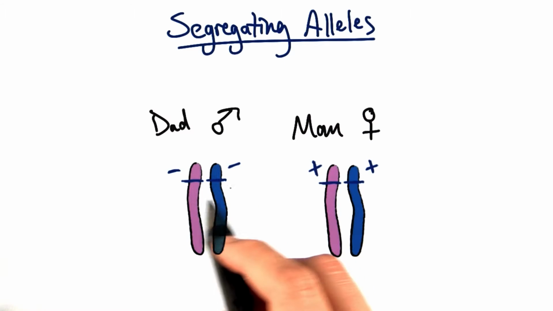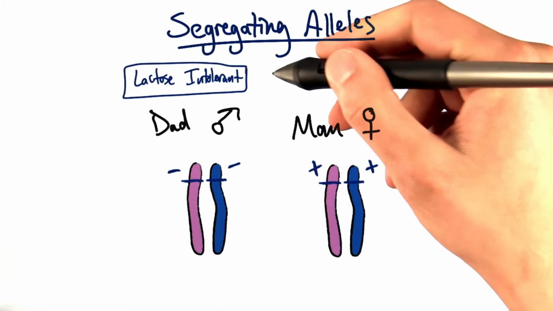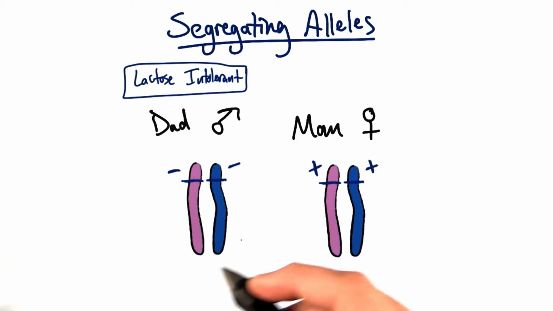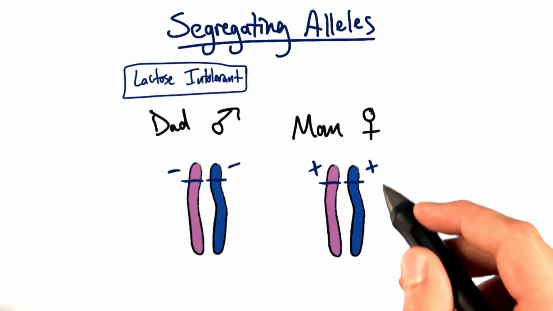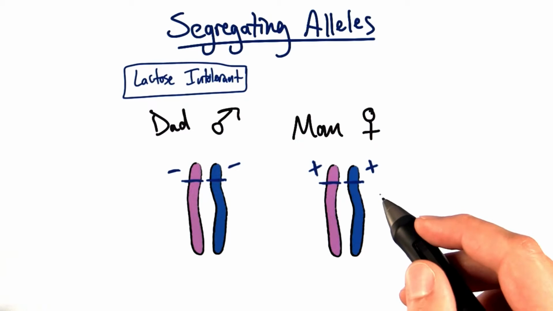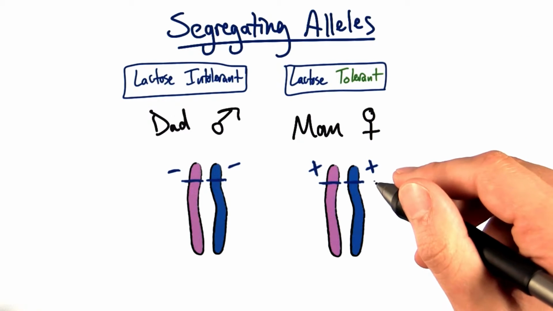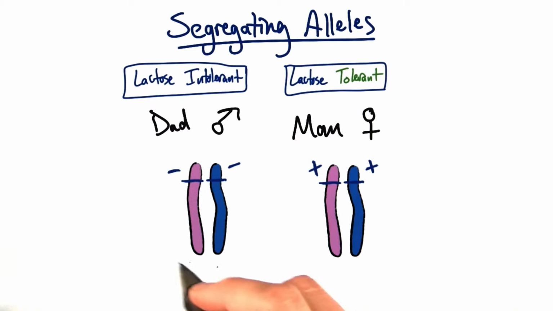Dad is homozygous recessive for lactase non-persistence. This means that dad is going to be lactose intolerant because he's not going to make enough lactase as an adult to be able to metabolize lactose. Mom, on the other hand, is homozygous dominant for lactase persistence. This means mom is going to be lactose tolerant. She's going to keep expressing lactase into adulthood. Now the question is, if they have a child, what are the possible genotypes and phenotypes of their children?